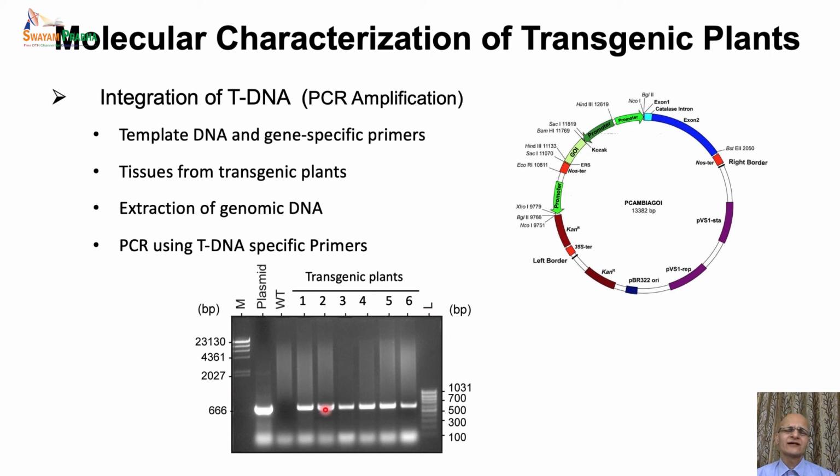And then in all the transgenic plants, we got the expected size of the amplicons. This is an example using one pair of primers. However, multiple primer pairs can be used for this purpose. So this confirms that the tDNA from the plasmid has been integrated in all these putative transgenic plants.